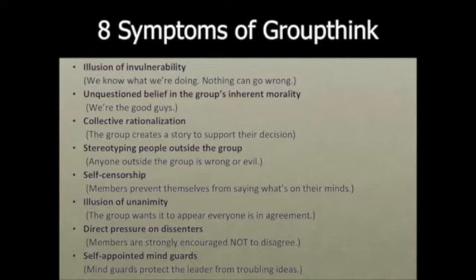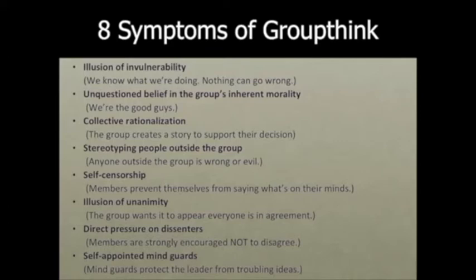Number 5, self-censorship. Members prevent themselves from saying what's on their minds. So if cohesion is the most important thing in the group, and you call attention to someone's bad breath in a group, that's not something you want to do. Or let's say it's the president or the high-up of the group, and you tell them, that's obviously not going to bode well for you, so you self-censor.